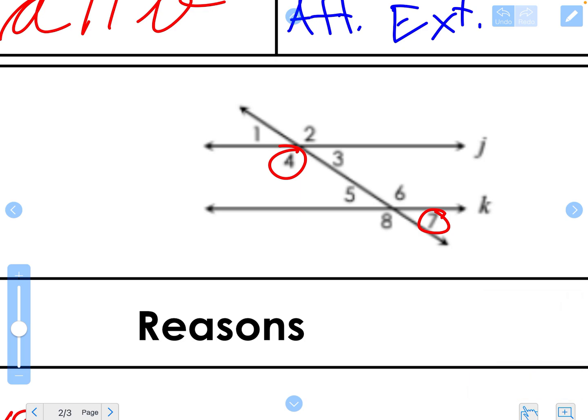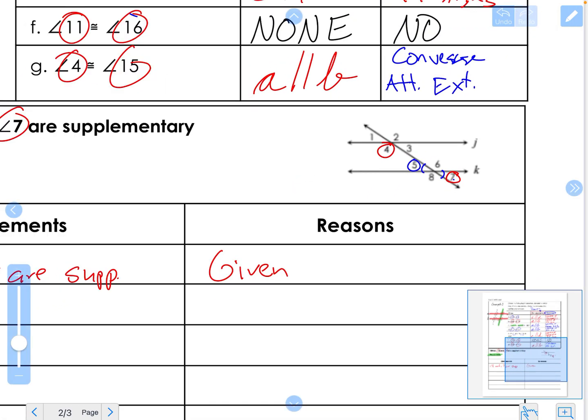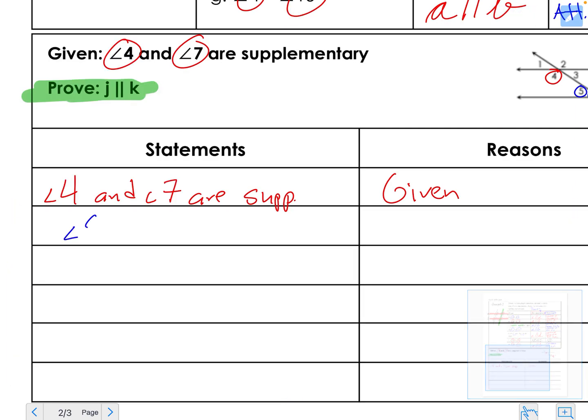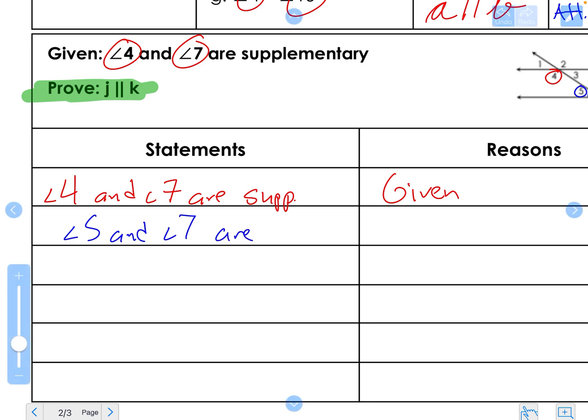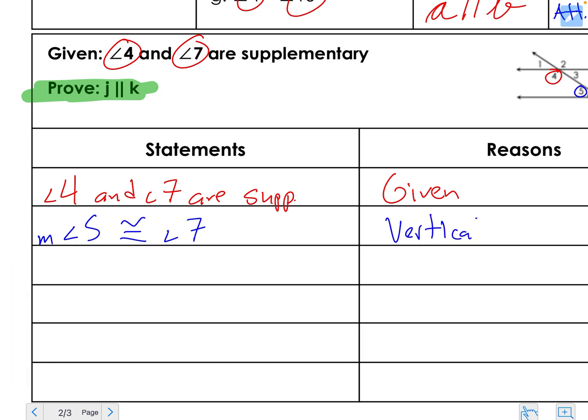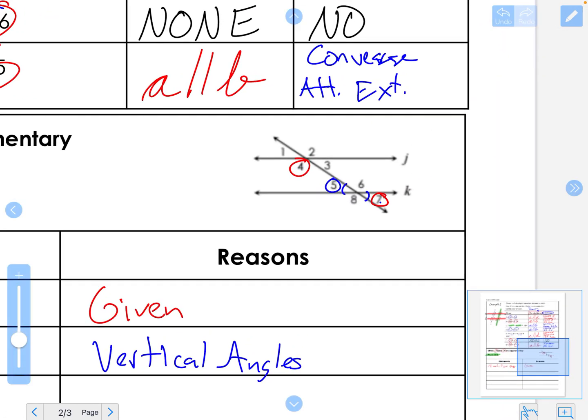One thing that I know automatically is that angle 7 and angle 5 are congruent because they are vertical angles. So, let me rewrite this. The measure of angle 5 is congruent to the measure of angle 7. And the reason I know that is they are vertical angles. So now let's go back and keep looking at this.